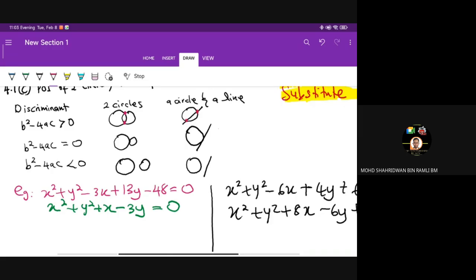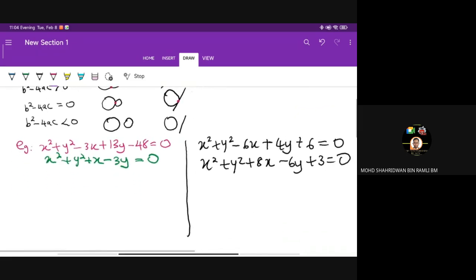Next, when you obtain the discriminant b square minus 4ac equal to 0, that means these two circles intersect at only 1 point. Same goes for this line, or we can call it a tangent because this line intersects the circle at a point. Lastly, b square minus 4ac less than 0 means these two circles do not intersect each other, or this circle and a line also do not intersect each other. This is a simple example.